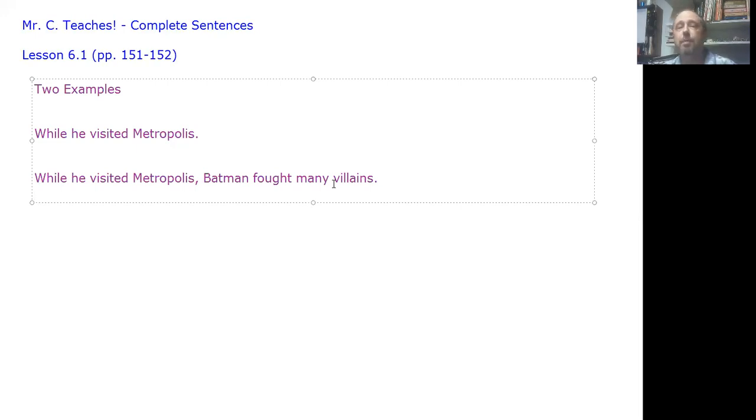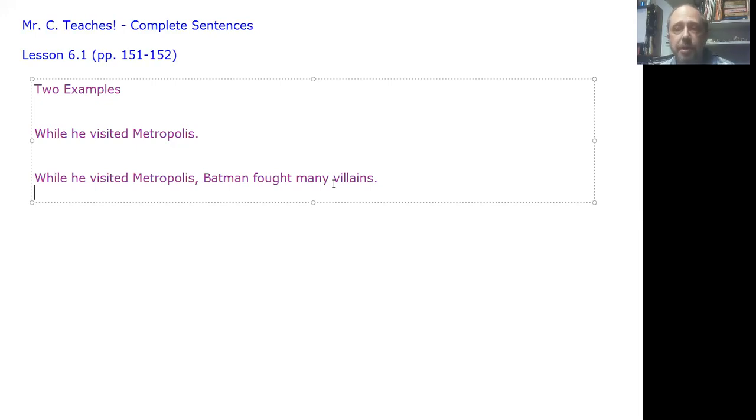While he visited Metropolis, Batman fought many villains. Aha, very good. Capital letter at the beginning and mark at the end, in this case a period because it's a declarative sentence. And we have a subject being Batman, and what did Batman do? He fought. There's my verb.